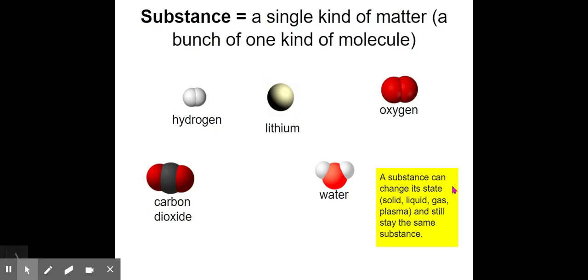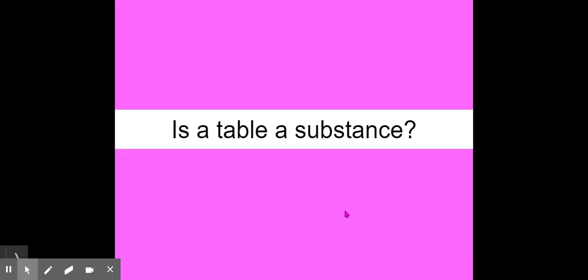So a substance can change its state, like solid, liquid, gas, or plasma, and still stay the same substance. Sometimes we have different words for it, sometimes we don't. But for water, we have different words. When it's frozen, we call it ice. But it's the same stuff. It's the same molecule. It's just the relationship between the molecules that changes. So that's a substance.